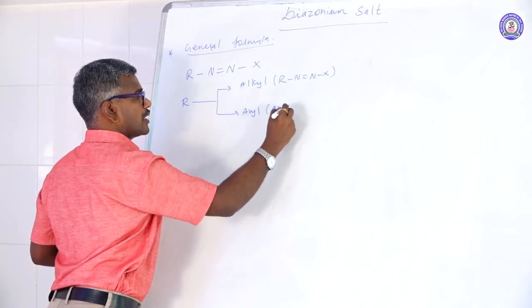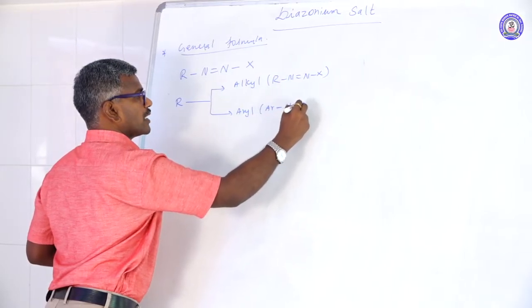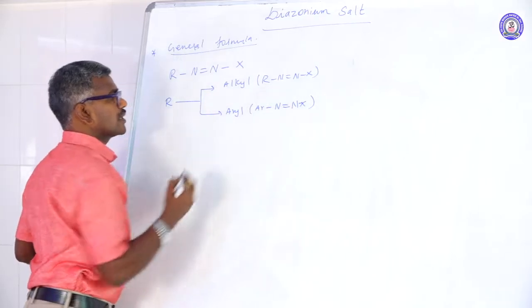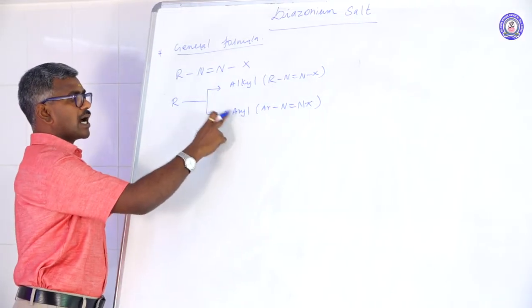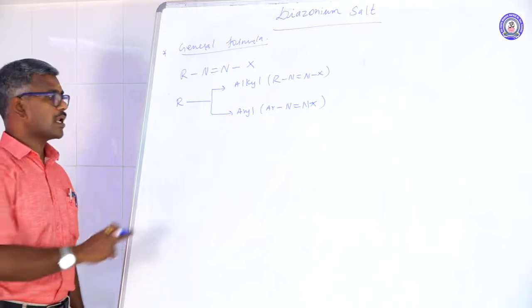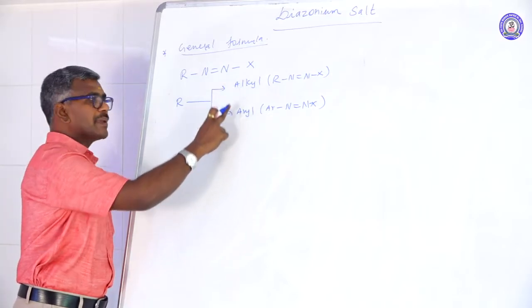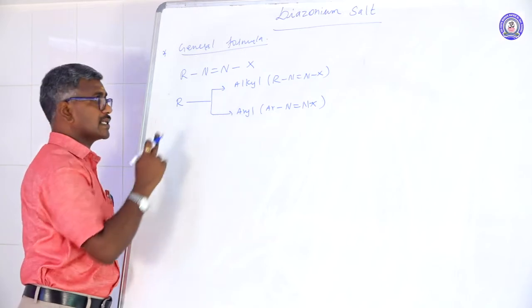Here Ar N double bond N X. Comparatively, alkyl and aryl, which one is more stable? Aryl compound is more stable than the alkyl compound because it is stabilized by resonance.